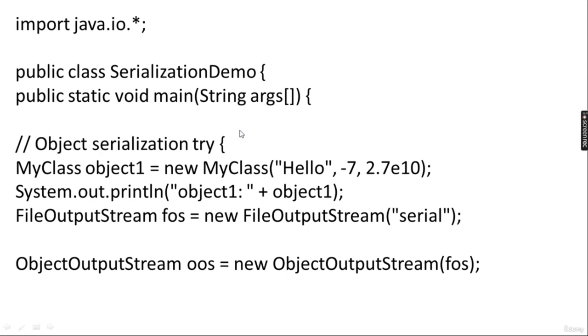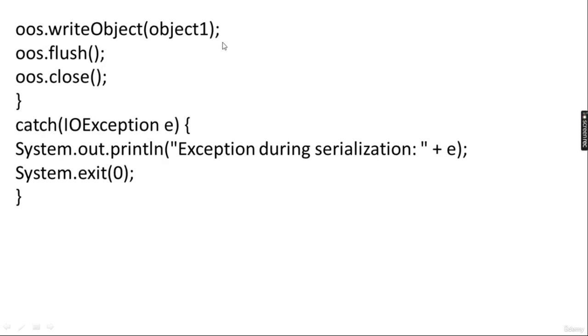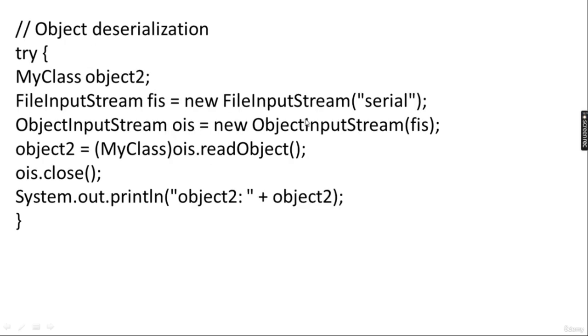In the class SerializationDemo, MyClass object1 = new MyClass. Object1 object, new FileOutputStream(serial), and then the ObjectOutputStream will have the parameter as the file object string. Then writeObject(object1), flush and close. Exception during serialization, if there is any. Then object deserialization: the file input stream serial. Then the ObjectInputStream will have the parameter FileInputStream, and readObject will read the object, cast to MyClass and save into MyClass object2, and then close the object stream.